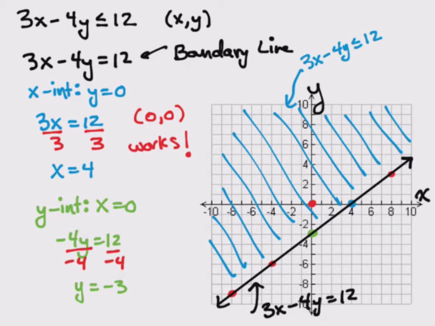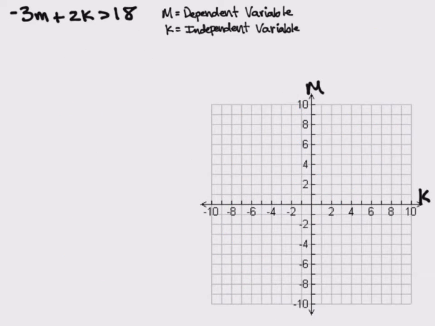And that's our second strategy for graphing these inequalities with two variables. Now let's graph all of the solutions to the inequality negative 3m plus 2k is greater than 18.